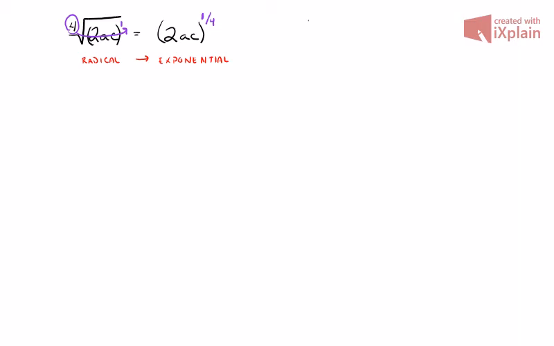The next question that we're going to look at is going to be 1,000 raised to the 2/3. There's a couple of ways that we can look at this one. The difference here is we're going in the other direction, so we're going to go exponential to radical.